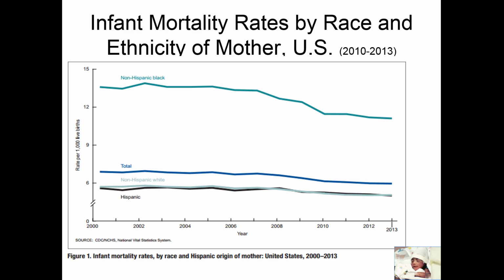Here is a graph illustrating the infant mortality rates by race and ethnicity of mother in the United States. What do we see when we look at this graph? In this graph, we see that the overall trend in infant mortality is that deaths are decreasing among all racial ethnic groups. Good news. We also see that the highest rates of infant mortality occur among Black, non-Hispanic women, nearly twice as high as white, non-Hispanic females.